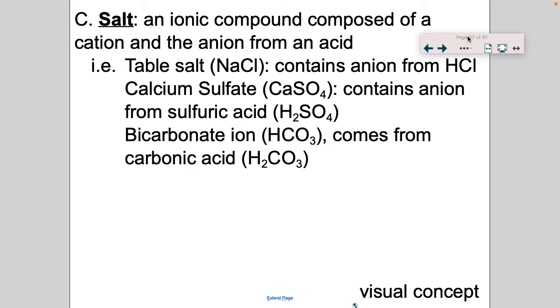Okay, salts are ionic compounds. They are made of a cation and an anion. So just be aware of those types of molecules. Table salt, a metal and a non-metal, contains an anion from HCl. If you mix hydrochloric acid with another base, like sodium hydroxide, then you can make table salt. Calcium sulfate contains anions from sulfuric acid. Bicarbonate comes from carbonic acid.